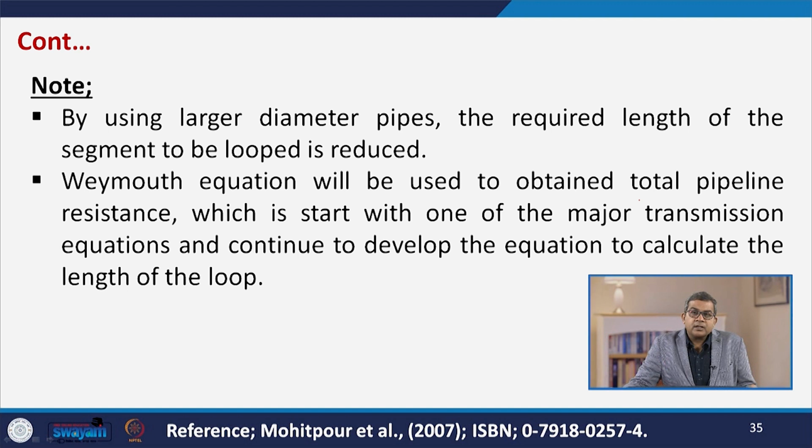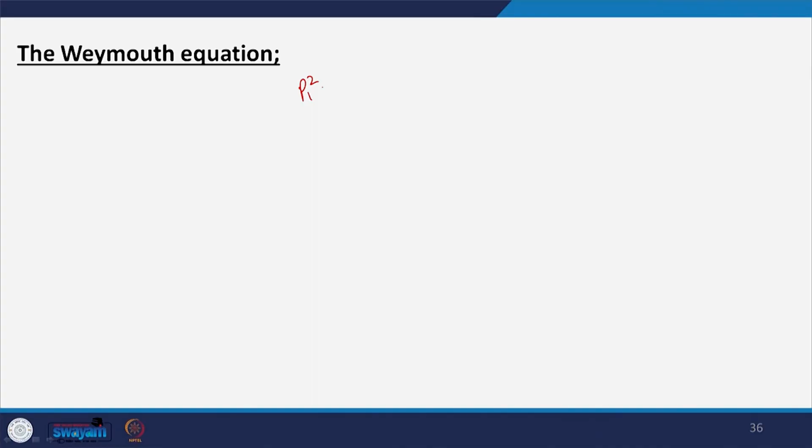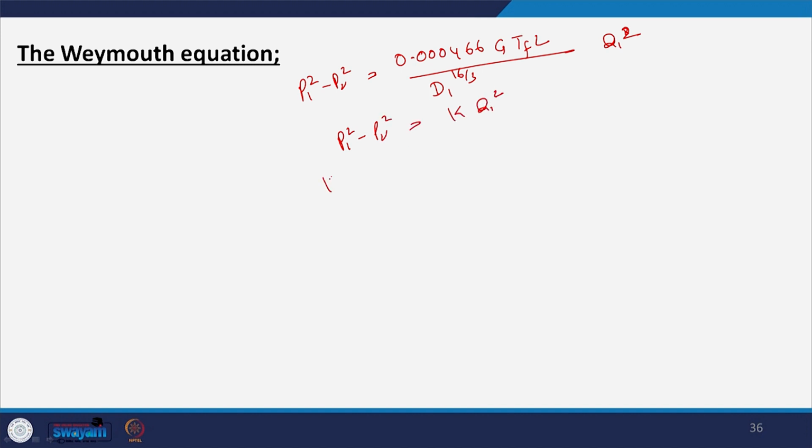Now, the Weymouth equation can be used to obtain total pipeline resistance. We start with one of the major transmission equations and continue to develop the equation to calculate the length of the loop. So, again coming back to the Weymouth equation, P1 square minus P2 square is equal to 0.000466 G T F upon L over D to the power 16 by 3 Q1 square, or P1 square minus P2 square is equal to K Q1 square, where K is equal to K1 plus K1 dash. This is the total resistance of the single line.